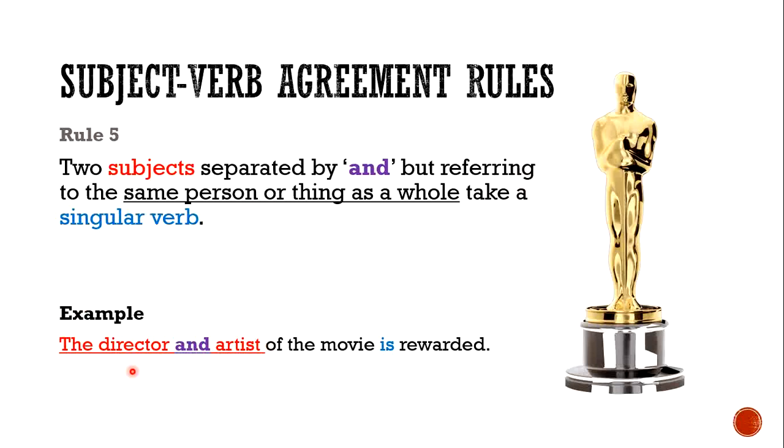Now, if the director and the artist refer to the same person, that means the director and the artist of the movie is the same person. It is not referring to two different persons. The director and the artist are the same one. But if it refers to two different persons or things, then the verb will be plural.